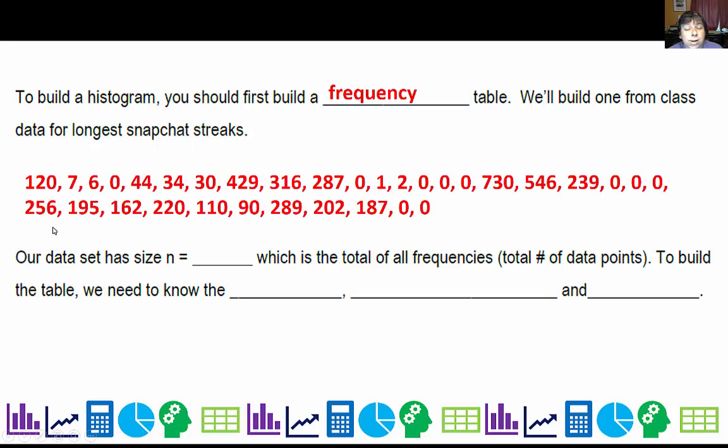Now, go ahead and copy these down. These are data I took from one class of the longest Snapchat streaks. We have 33 data points in here. And from this, what I need to figure out to start my table is the range, how far, what's the lowest? Because if you're graphing it, you need to know how wide your histogram is going to be. So I need to go from 0 to 730, which is the high here. I need to know how many bars I'm going to use, or groups or classes. They might even be called intervals. And I need to know the class width. So that's how wide the bar or interval is. So make sure you get all this copied, and then let's go to the next step.